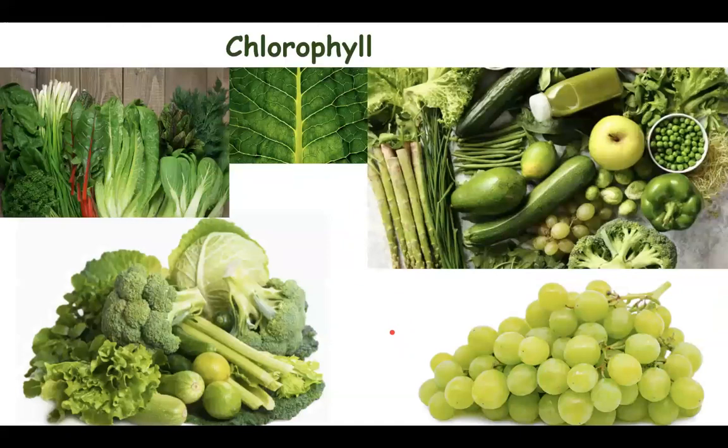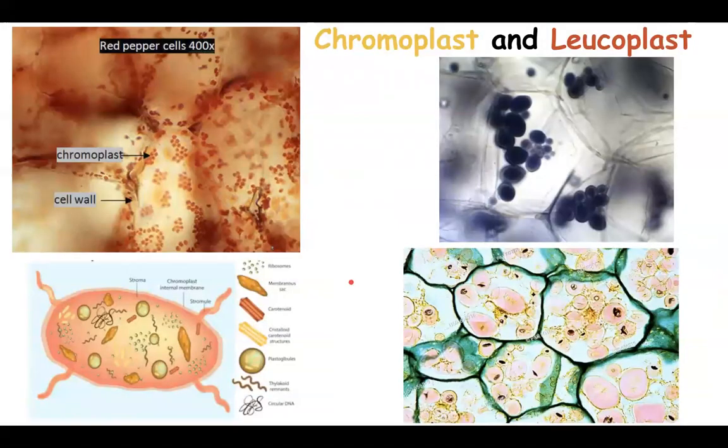The chloroplast has the pigment chlorophyll. All green plant parts have chlorophyll. It is this chlorophyll which traps the sunlight for the process of photosynthesis. Now, besides the chloroplast, there are two more plastids, the chromoplasts and the leucoplast.